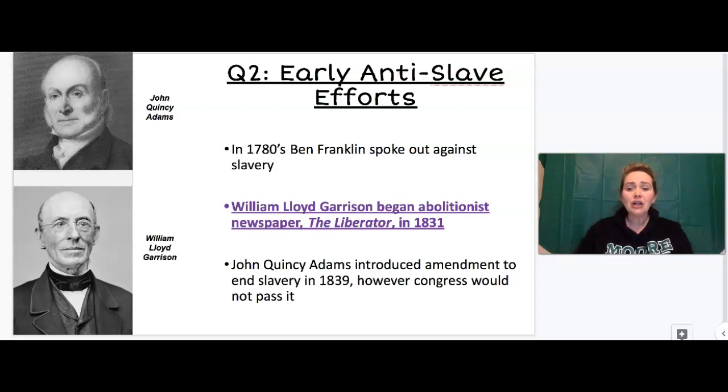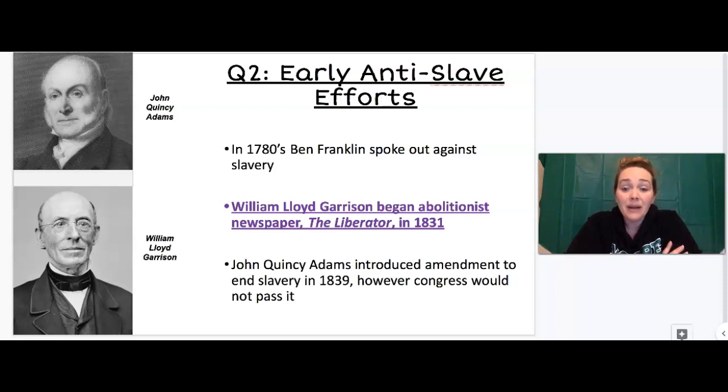Okay, Q2, early anti-slave efforts. Write it down, highlight it yellow. Okay, the anti-slave movement, or the abolitionist way of thought, was not a new idea. From the very beginning, when we were still colonies and there was slavery introduced, some people were against it. But it's something that built over time very slowly.